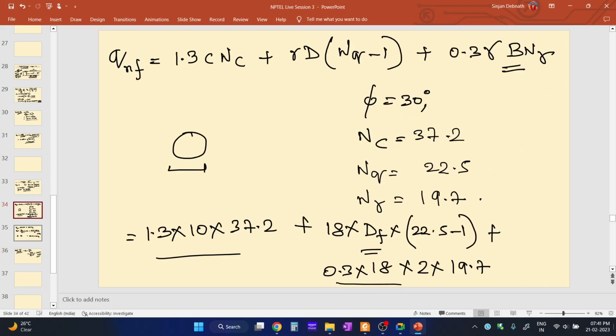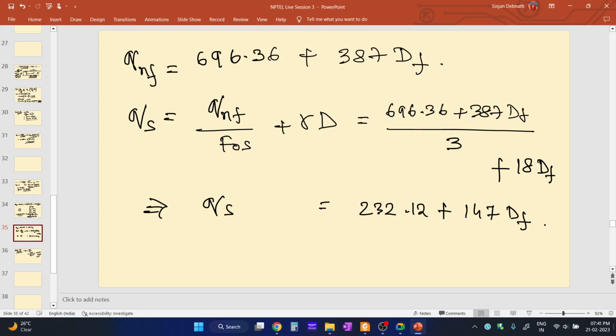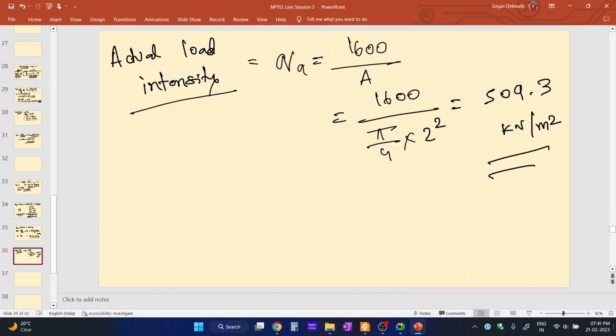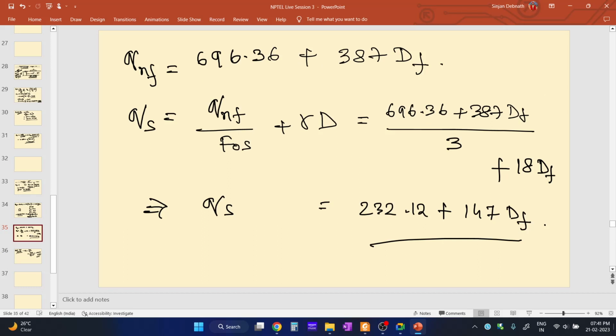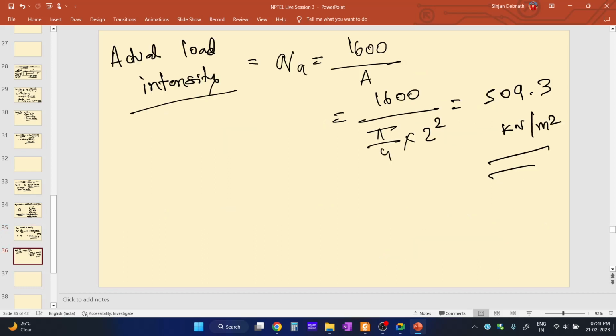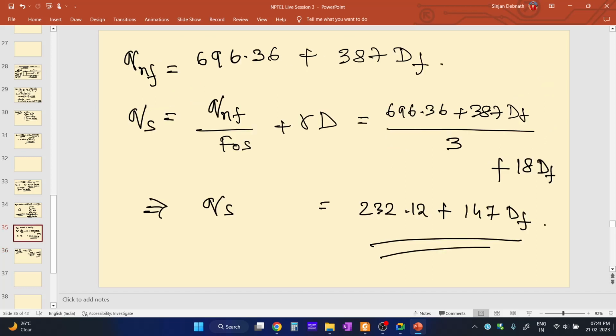Now you know the safe bearing capacity, this. Now if you equate both the equation and this value, just equate this and this, you will get the value of Df, that is the depth of the foundation.